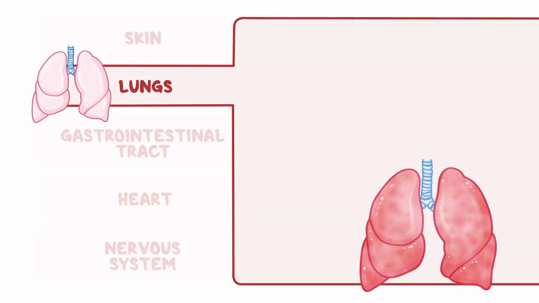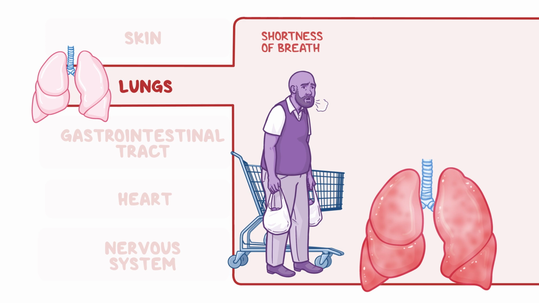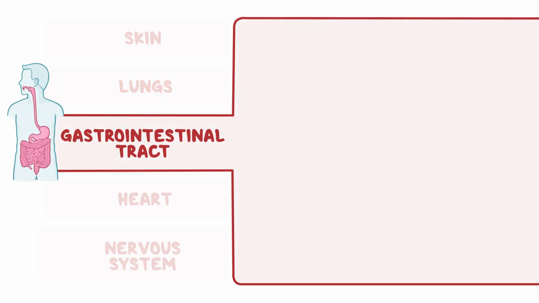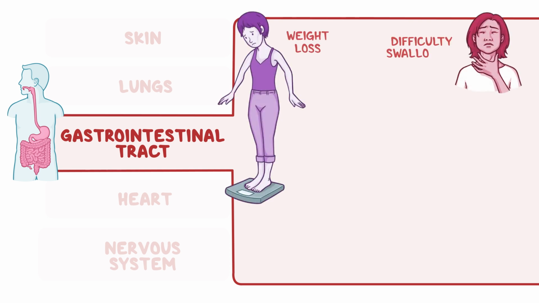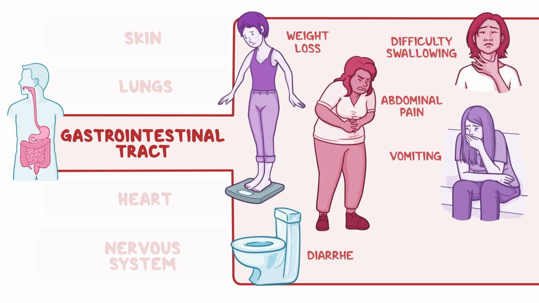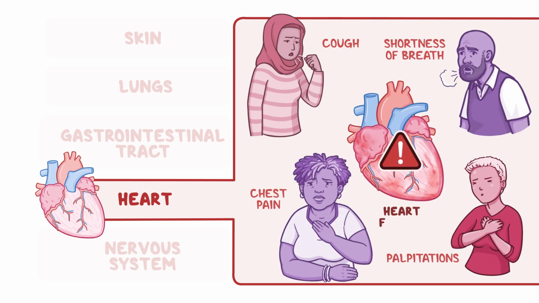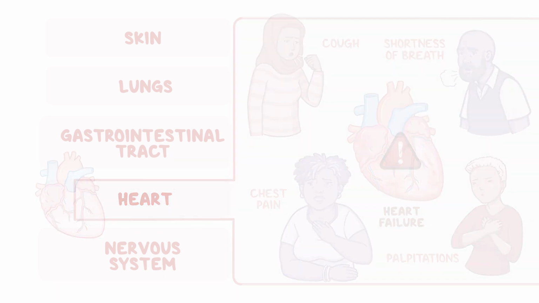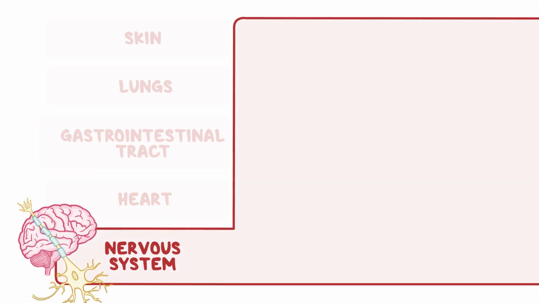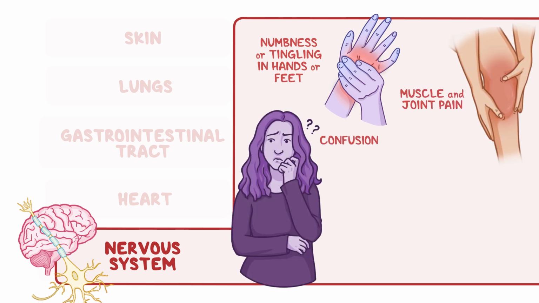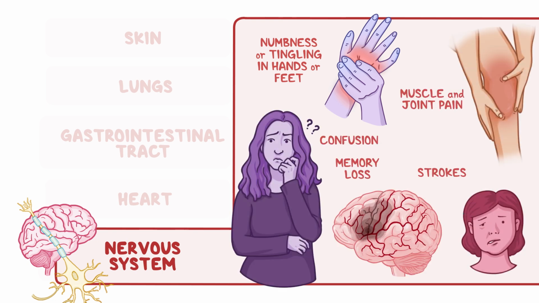When the lungs are involved, individuals may experience shortness of breath, coughing, and wheezing. Gastrointestinal symptoms include weight loss, difficulty swallowing, abdominal pain, vomiting, diarrhea, and jaundice or yellowing of the skin. Heart symptoms include cough, shortness of breath, chest pain, palpitations, or heart failure. Nervous system involvement can cause numbness or tingling in the hands or feet, muscle and joint pain, confusion, memory loss, and even strokes.